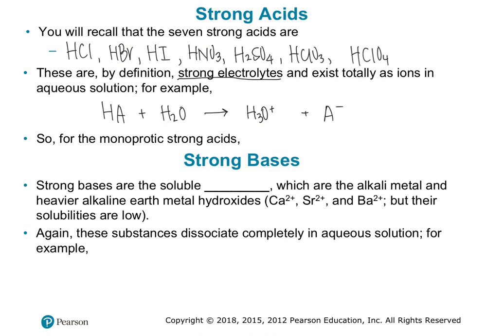So that means that since I go completely into ions, the concentration of my acid that I begin with goes all the way into hydronium, or H plus ion. This means that it's really easy to find my pH, because if I know the concentration of my acid, I know the concentration of hydrogen, and therefore I know my pH.